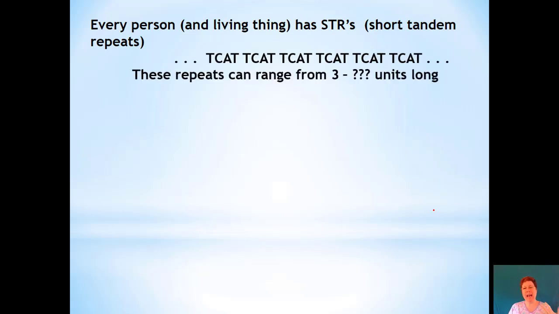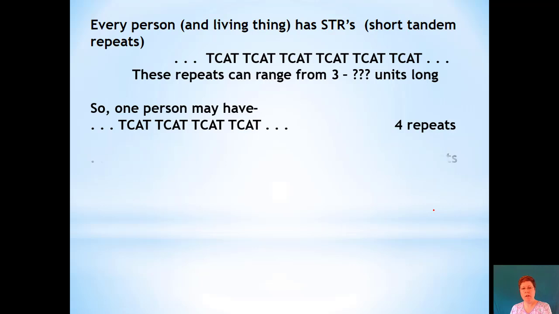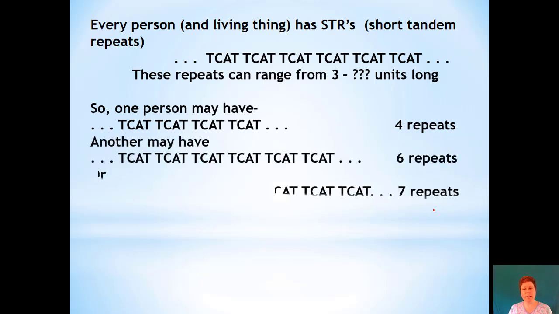So every living thing has these STRs, right? You can have 3 repeats or multiple repeats. This is the TCAT repeat, and you can see they're tandem, right, back to back to back. So here are some examples. Right at the top, we have this individual has 4 repeats, right? 1, 2, 3, 4. And this one has 6, this one has 7, right?